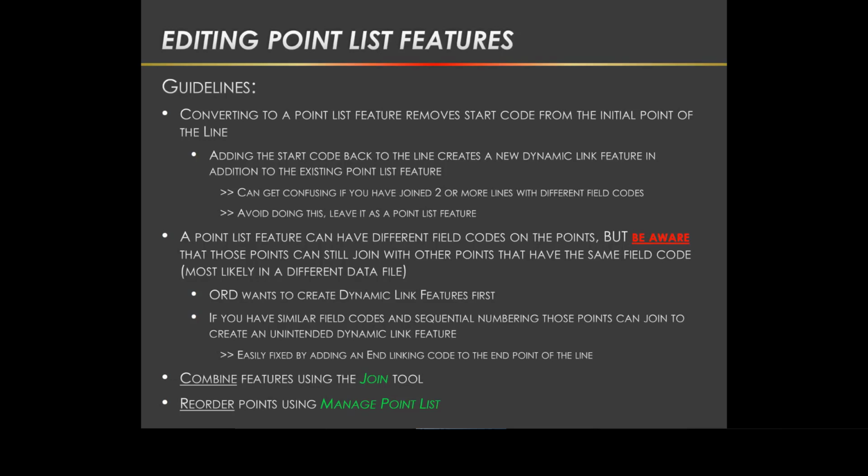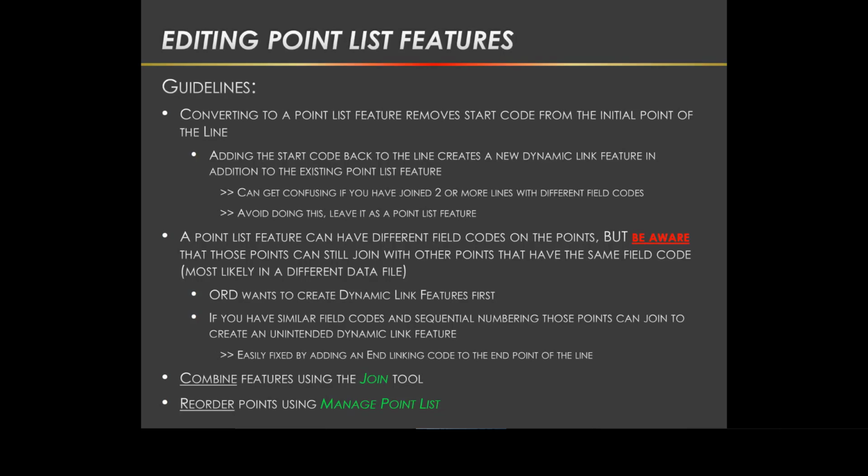So if you do have those similar field codes and sequential numbering, and it also takes sequential numbering because dynamic link linear features work off of sequential numbering, unless you use those 3 specific editing tools, those points will join to create this unintended dynamic link feature. But again, we can fix it all by just adding those end linking codes to the endpoints of the lines. So go back to your Infinity settings and make sure you add that END to the end line.